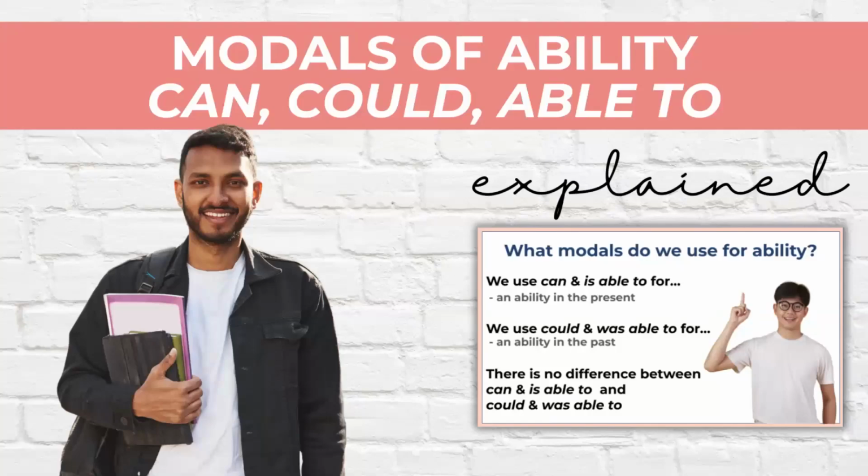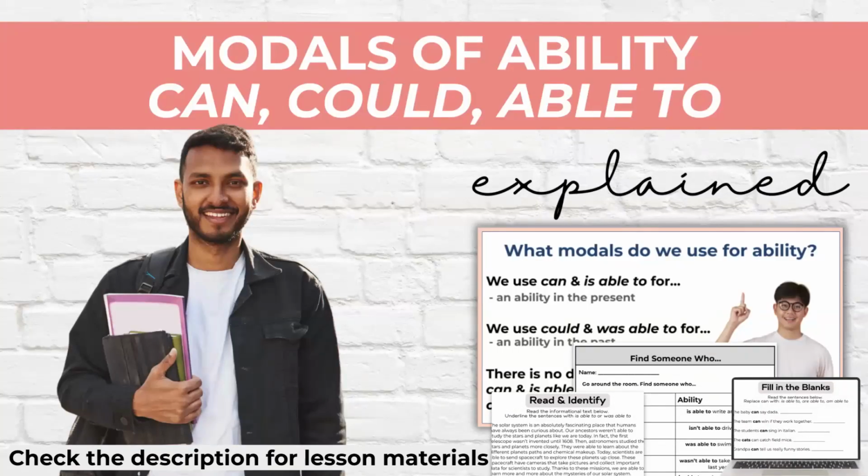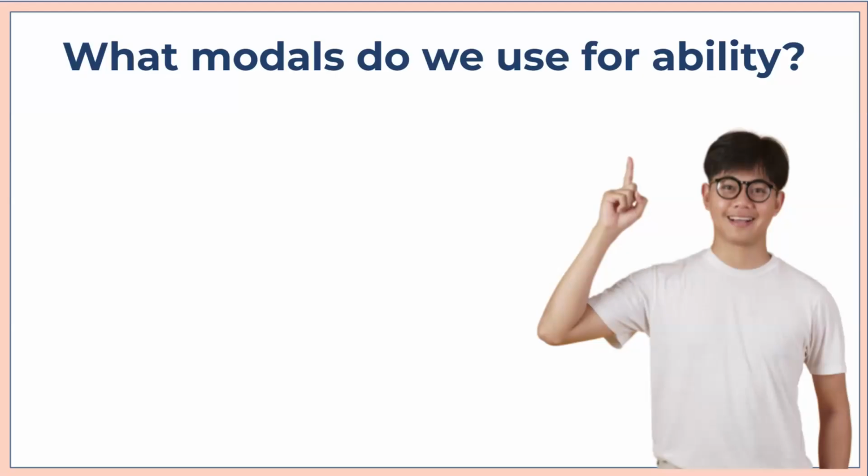Let's learn about our modals of ability: can, could, and able to. And if you need more practice, I do have a unit on this linked in the description below. It also goes over a bunch of other modals that you definitely need to know before you ever start your first or second conditional sentences. All right, let's go.